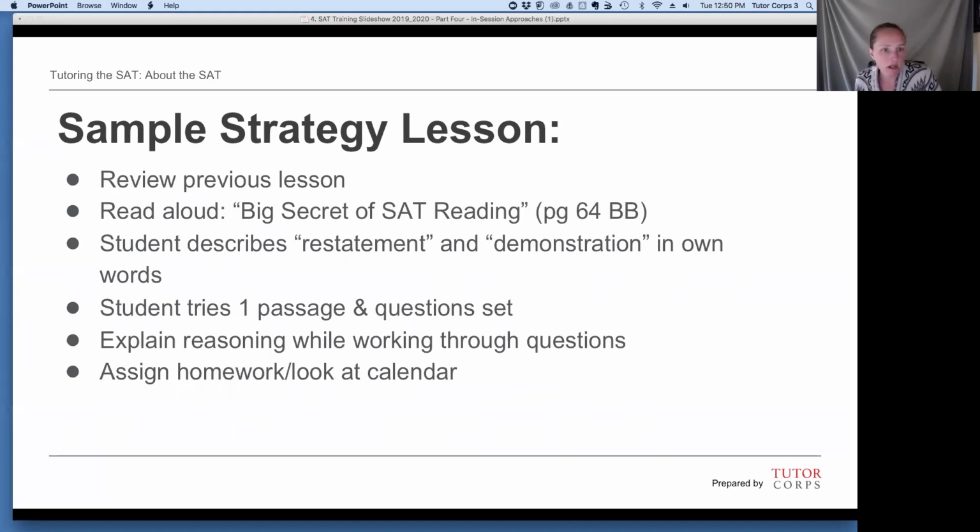So here's a sample of a strategy lesson you might do in a session. We always start with some review from a previous lesson. You can have the student read aloud a part of the Black Book, maybe page 64, the big secret of SAT reading. That's a juicy one. Have the student describe a restatement and a demonstration in their own words, either in writing or just talking with you. Then you can have them try out a passage and question set, walking you through how they're finding the answers restated or demonstrated in the passage, and then go over any errors and note mistakes in their journal, and assign homework and look through the calendar together.